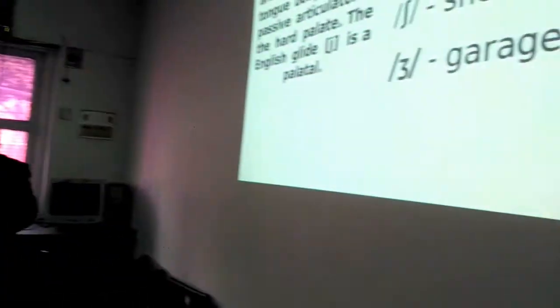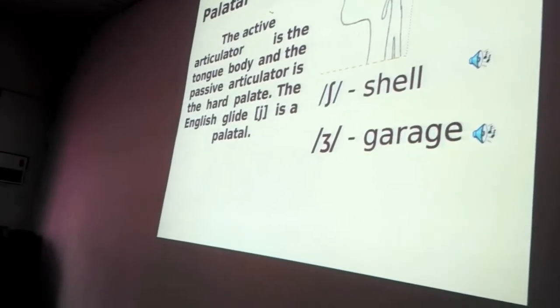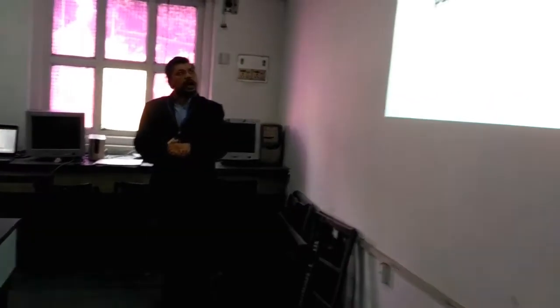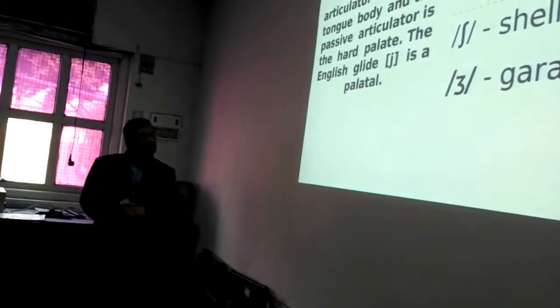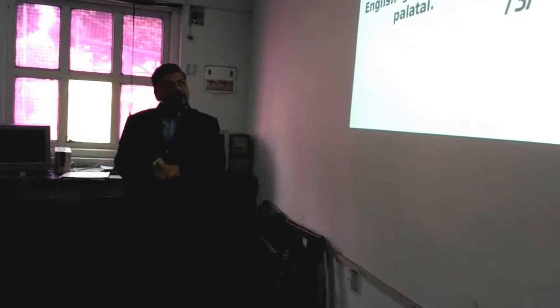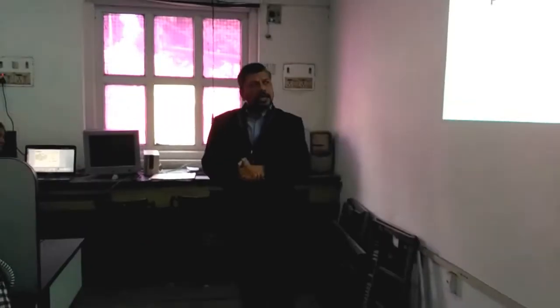Next, please. Next category is palatal. For the palatal sound, two sounds are palatal, sh and zh. The active articulator is the tongue body and the passive articulator is the hard palate. The English glide ya is also a palatal sound. But palatal sounds include sh as in she or shell and zh as in garage and vision.